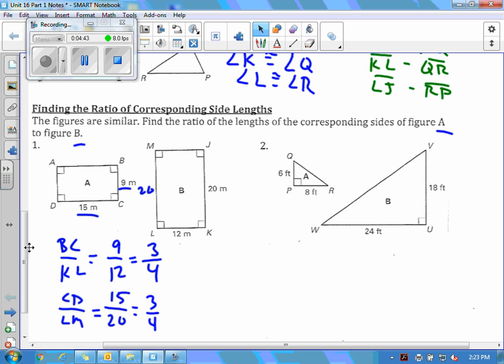So I'm going to leave number 2 for you guys to try. So pick a side from figure A and put it over the side that corresponds with figure B, and then just reduce it.